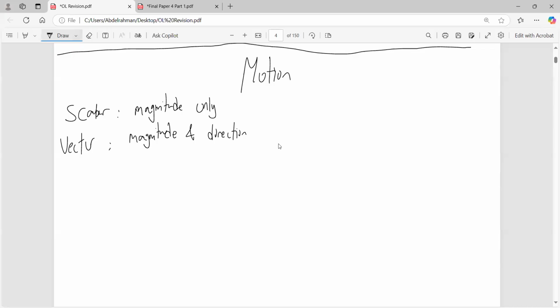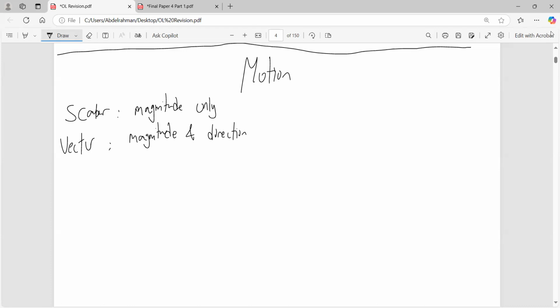But a vector means that it has a magnitude, a value, and a direction. For example, I'm moving 10 meters per second north. This is the value of the velocity, okay? And the direction: north, south, east, west. These are the directions that you need to find. You have a scalar, magnitude only, and a vector, magnitude and direction. And we have several scalar quantities, and several other vector quantities.